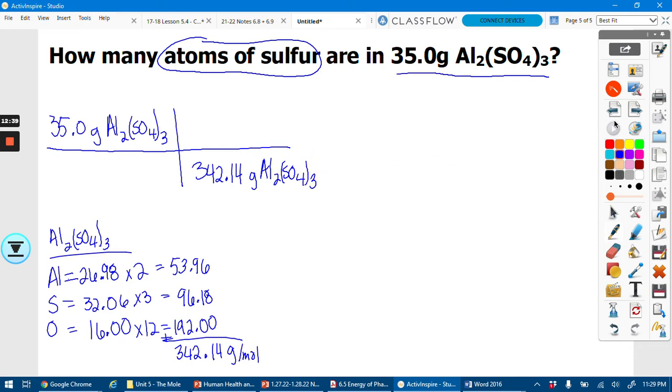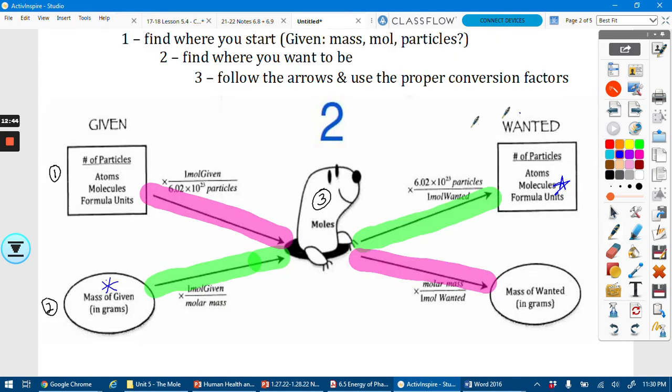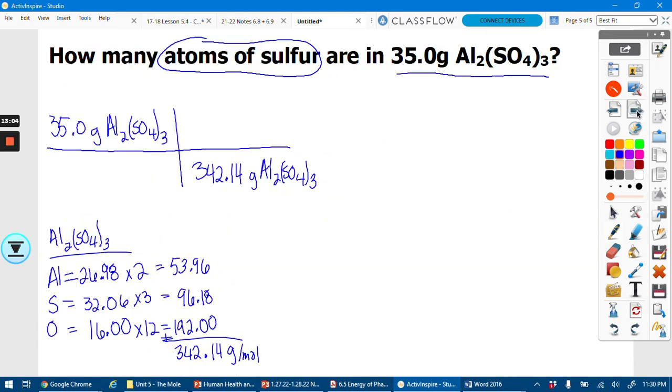And I am still following the mole map. So let me take a look back at that. We are given mass and we want to find a specific atom. So we're going to go from mass to, instead of molecules, we're going to go to formula units and then add that one additional step on. So we have 1 mole over the molar mass. So I need to put the 1 mole on the top here. And so now, before we can go to atoms of sulfur, we need to go to the type of particle, which is formula units.